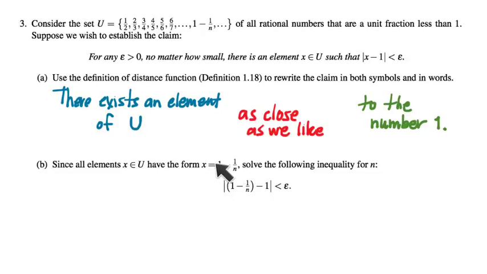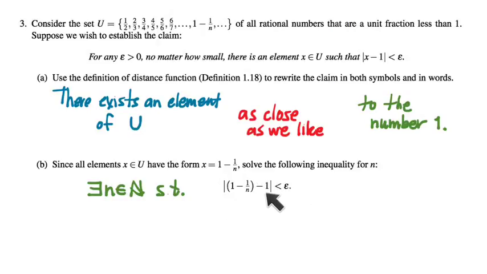And so if we substitute that form into this absolute value, this is what we get. This is what we're trying to justify, that there exists an n for which this is the case. So now we've reframed what we're trying to show: there exists a natural number n such that the absolute value of 1 minus 1 over n minus 1 is less than epsilon.